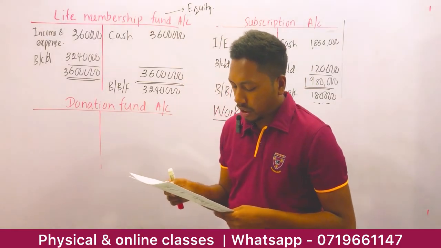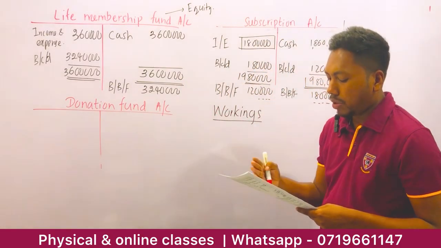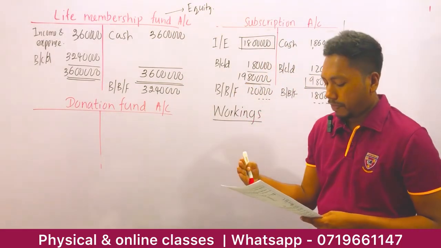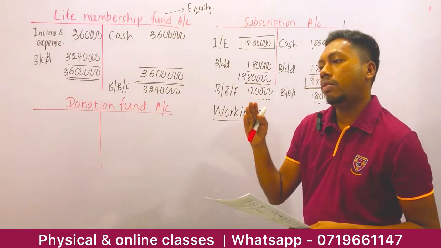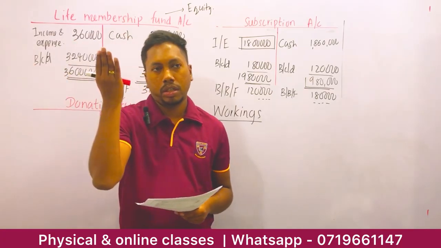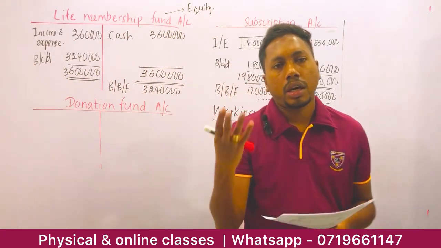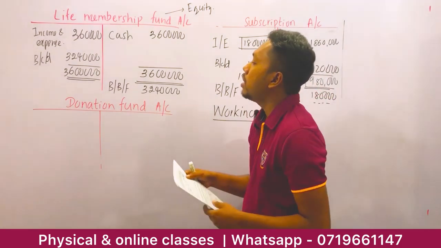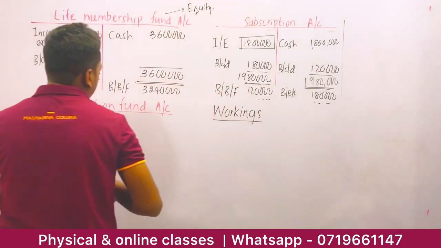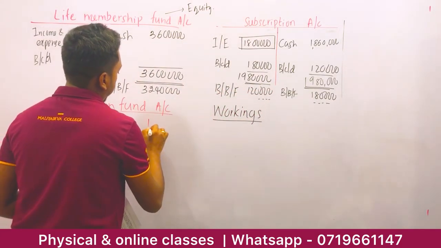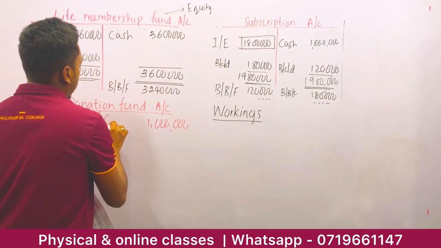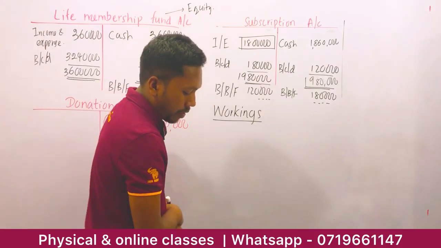The Welfare Society received a donation of rupees 1 million on 1st July 2023. Now when we receive a donation, what will happen to cash asset? Cash asset goes up. So the cash account is debited. When the cash account is debited, another account should be credited. That account is my donations fund account. Here this is an equity account, donations fund account, credited by 1 million. The name of the opposite account is cash.